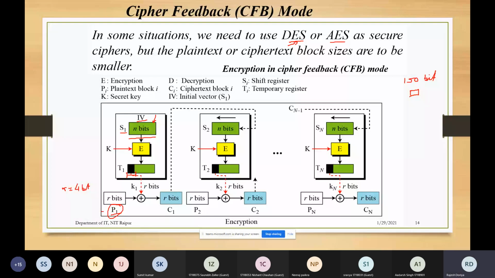This way it can be treated as a stream cipher as well, where the number of bits is much smaller than the block. This time the R bits obtained from this operation are XORed with the R bits of plaintext. Then the result is sent back as feedback to the next round, and the same process continues till the last block. So this is how cipher feedback mode looks.